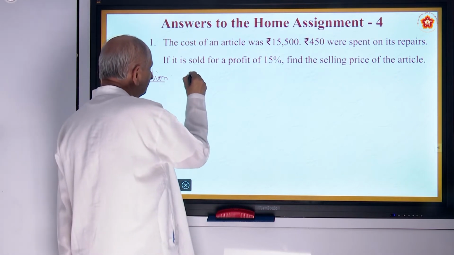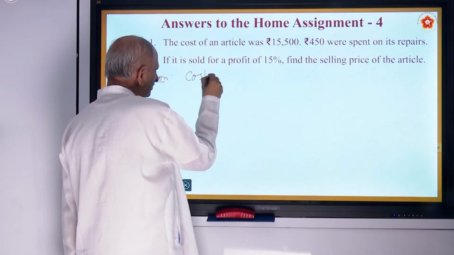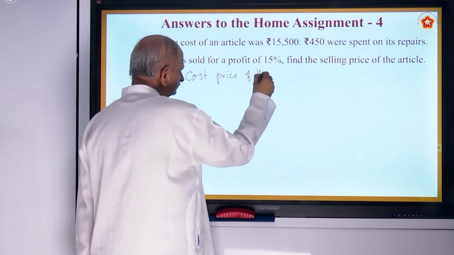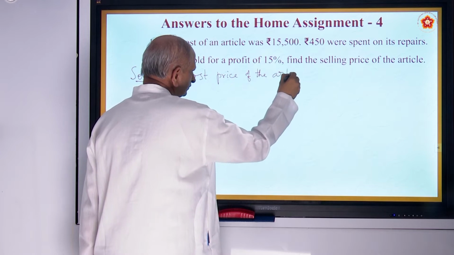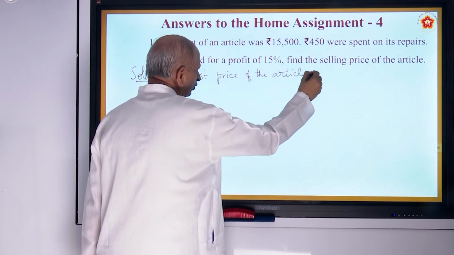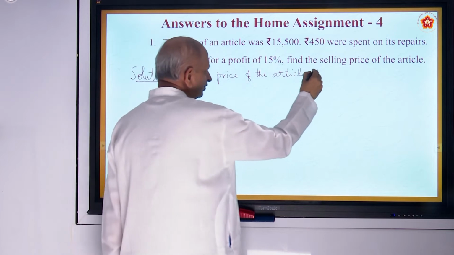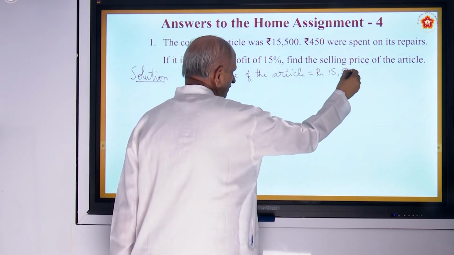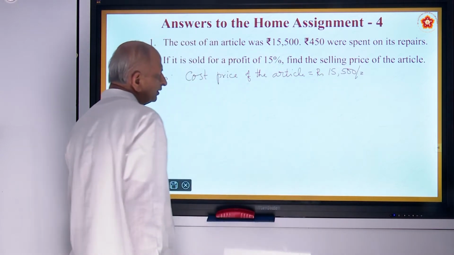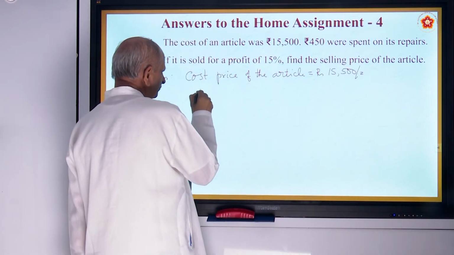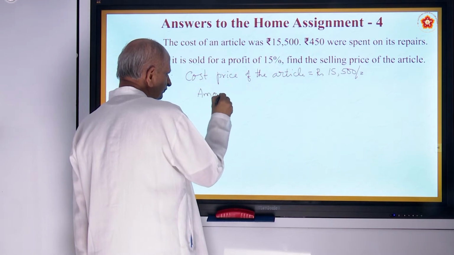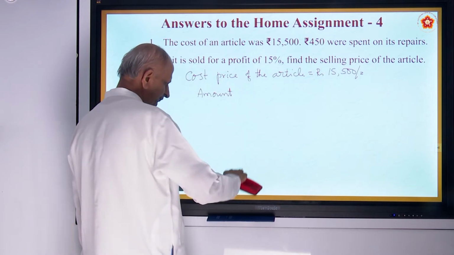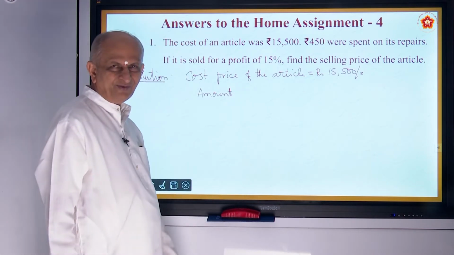So first is cost price. Cost price of the article is equal to rupees 15,500. So amount spent on repairs. What repairs will you have?